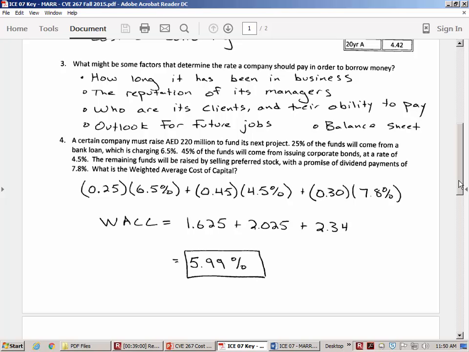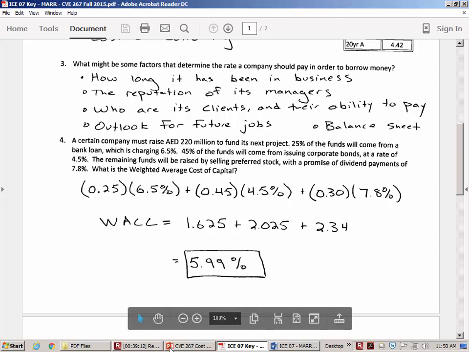So, all right. What's the weighted average? The weighted average is just the definition of what the weighted average cost of capital is, how much it costs to borrow money from all of the sources together.